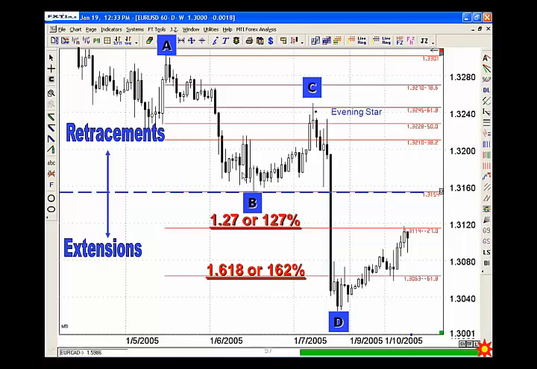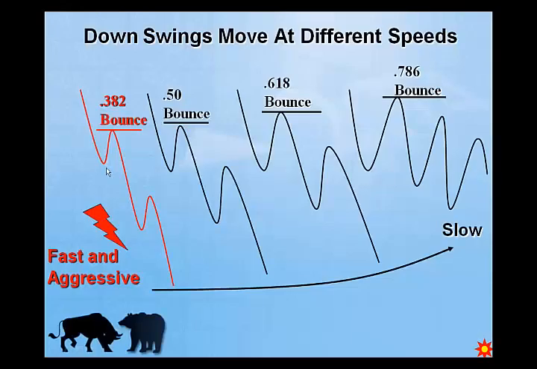Look how the market did A, B. It did a 618, gave me an evening star. I would have taken my profit above that 1618, 15 pips above. Now, depending on how aggressive that bounce was, remember the 382 is the fastest to go to the extension. It's the least probability, but the fastest one if it does go to the extension.